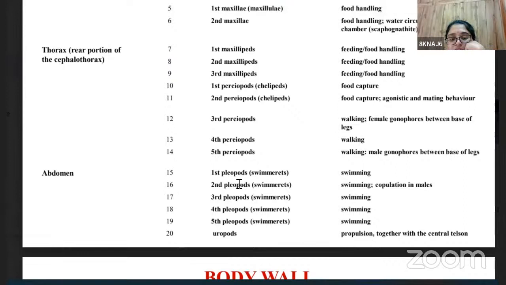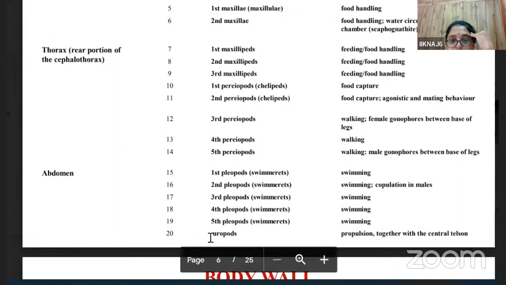1, 2, 3, 4, 5 pairs of swimmerets. They are for swimming, and except the 16th, which also helps in copulation. You also have on the 20th segment, it is jointed, also known as the telson.